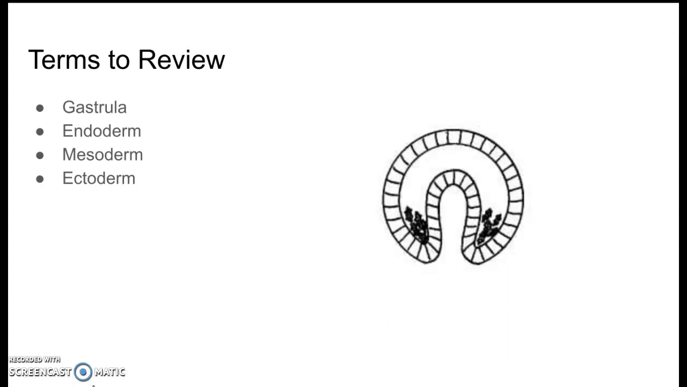For this unit, you need to make sure you understand this drawing and you understand what the gastrula, endoderm, mesoderm, and ectoderm from the last class were. So pause the video now, label this picture. If you are not able to do that, you need to go back and review the information. This is an important aspect of this lesson today.